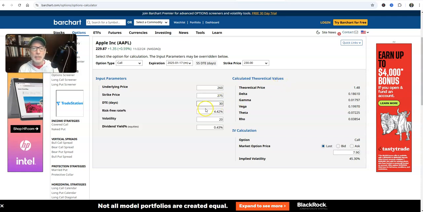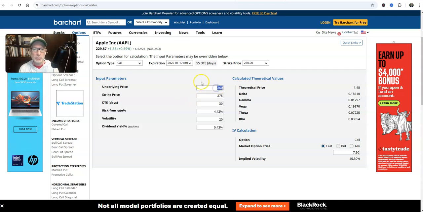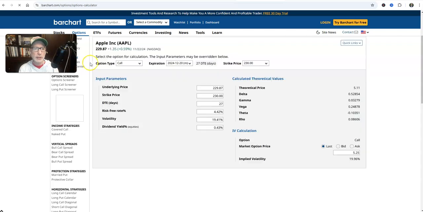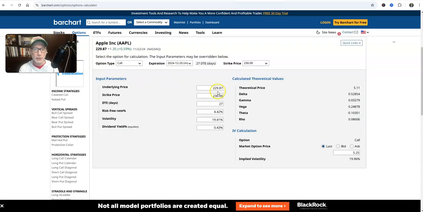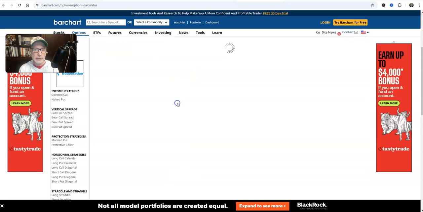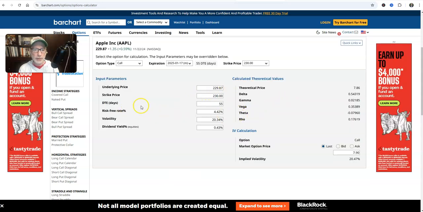But Delta, once again, will tell you how much the option price should move. Let's go back to here. Let's reset everything here. I just want to show you how Delta really works the way it should. So we're looking at the January 17th, and the at the money 230 call has a delta of 54%. So I just want to show you how that works. That option value should go up by about 54 cents if Apple goes up by $1.